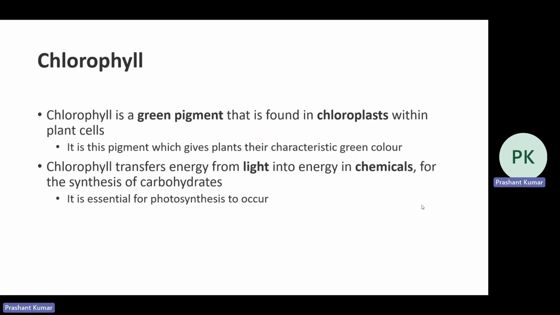Now, what is chlorophyll? Chlorophyll is a green pigment. They appear green in color, so that is why we call them green pigment. And they are found in the chloroplast. Chloroplast is a cell organelle where photosynthesis takes place in the plant cell. And chlorophyll does two things. First, trapping the sun's energy, and second, transferring energy from light energy to chemical energy in the form of carbohydrate.